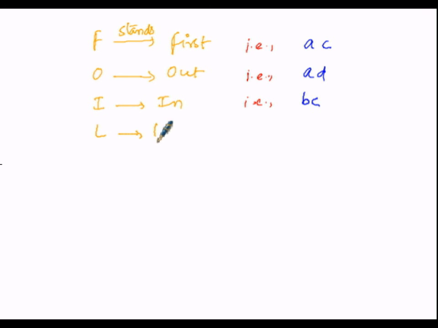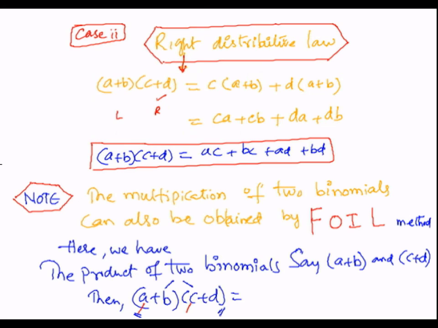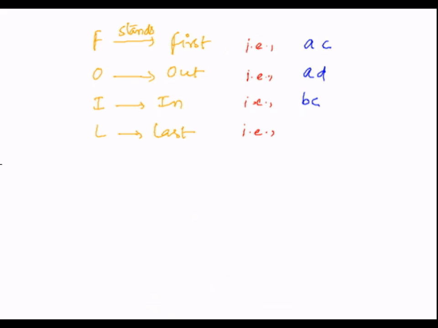L stands for last terms. So here the first terms are a and c, and the last terms are b as well as d. Since a and c are the first terms, b and d will give us the last terms, so b into d is bd. So that is the last one.